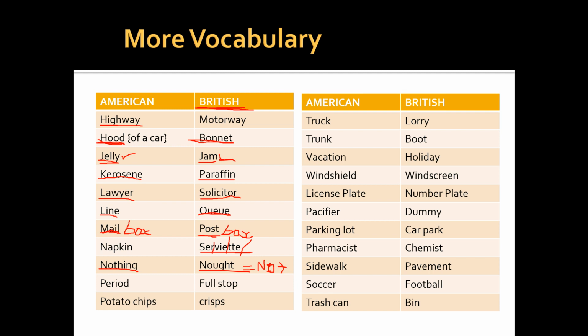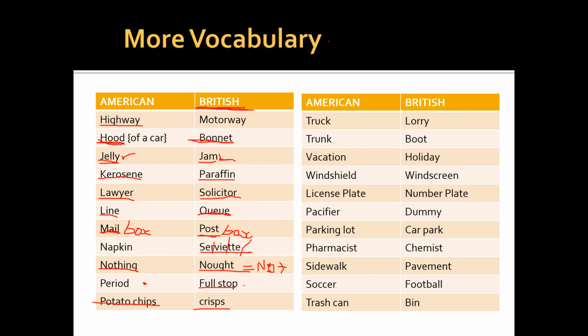Americans say it as a period. Don't mean that period. I mean this. Full stop. See? Full stop. After a sentence, we keep a period, this dot. See? So let's say more vocabulary, and I keep a full stop or a period. Then we're having potato chips. The Britishers say it as crisps.